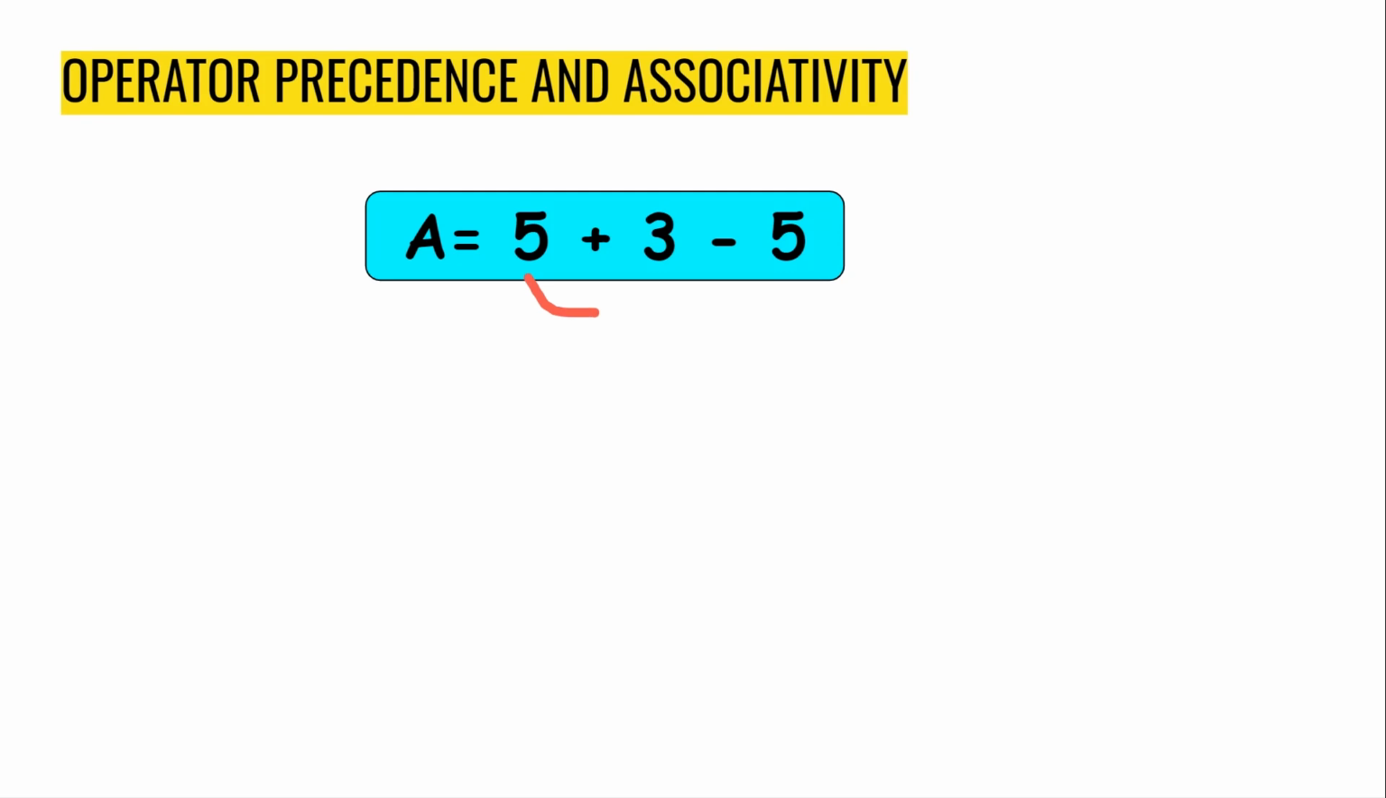Whether 5 plus 3 will be evaluated or 3 minus 5 will be evaluated, because plus and minus are at the same level of operator precedence. They have the same priority. So which sub-expression will be evaluated first? So this is where associativity plays a major role.